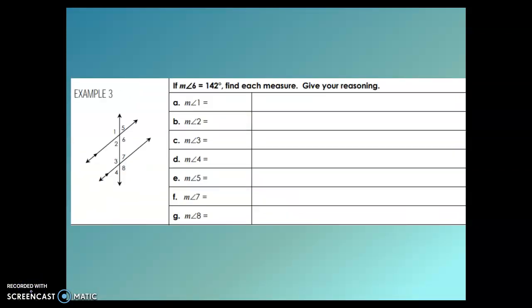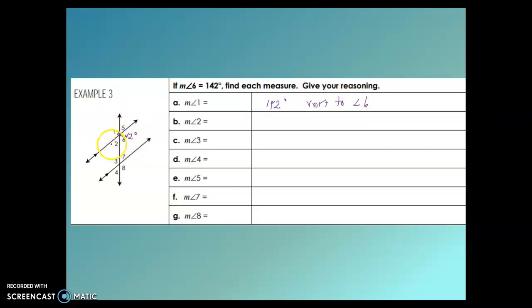All right, guys, that brings us to example 3. Example 3 is very similar to example 2. We're given a measure, and we have to fill in everything else that we don't know, and we have to give our reasoning. We're told the measure of angle 6 right here, that obtuse angle, is 142 degrees. So I'm going to go ahead and do the vertical angle. Angle 1 is also 142 degrees. And the reason it's 142 is because it's vertical to angle 6. So when we write that reasoning, "vertical to angle 6," that's one way that we could write that.